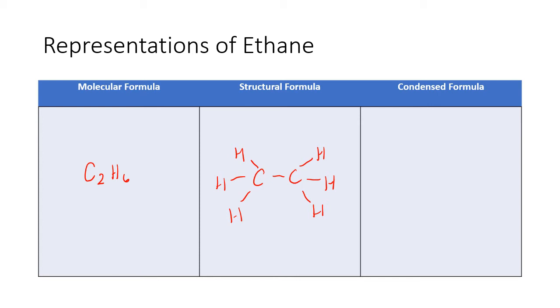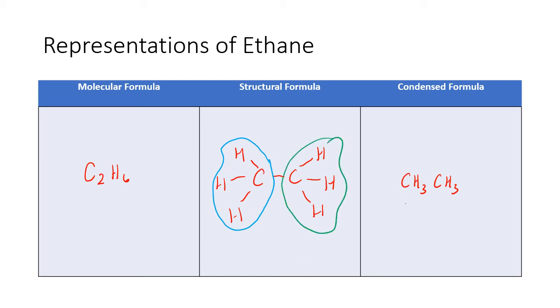So notice each of your carbons has 4 bonds. So the condensed formula for this, we could write CH3, CH3, because we essentially have 2 separate CH3 groups. If we look at it, we got one CH3 group right here, and we have another CH3 group right here. But notice your atoms still add up to C2H6, which is our molecular formula.